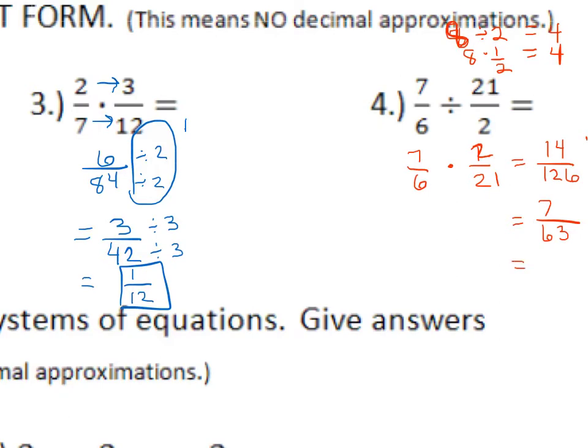Sure enough, 1/9, right? We just did a 7 and a 9 makes 63 when you multiply them. And so 1/9 is our final answer.